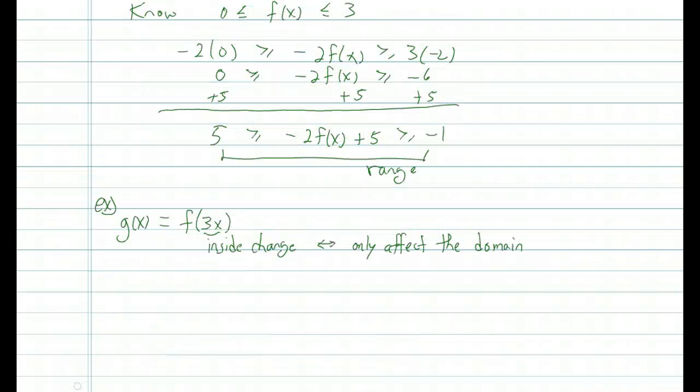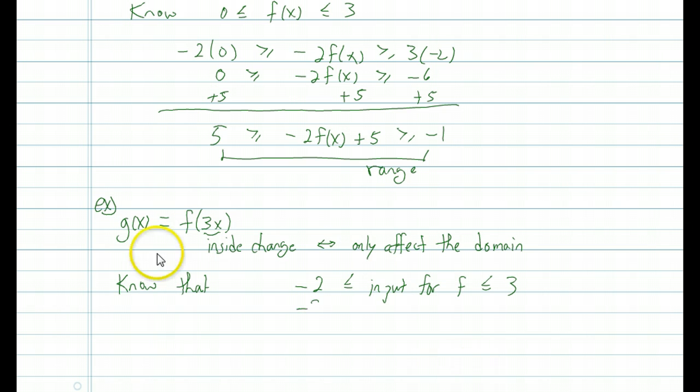Here g of x is defined to be f of 3 times x. And these are the hardest ones, where you're changing the inside, but not just adding or subtracting, you're multiplying. So it's an inside change, so it's only going to affect the domain. We're going to write a similar statement to what we had before. We know what the domain of f is. It's the interval from negative 2 to 3. So any input for f has to lie between negative 2 and 3.